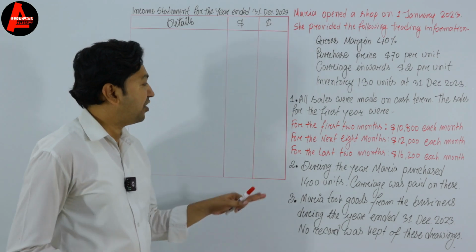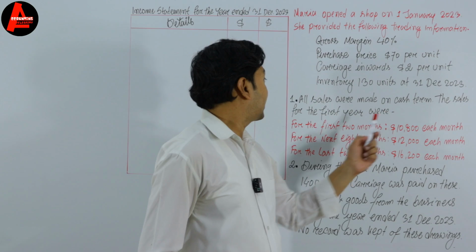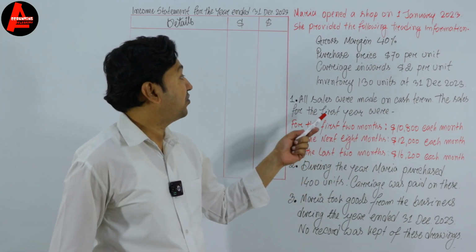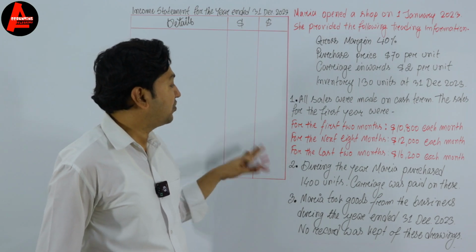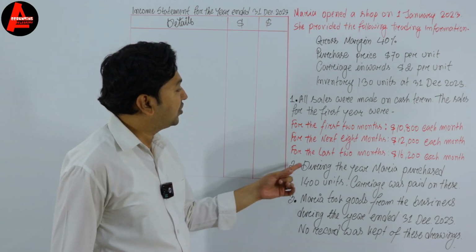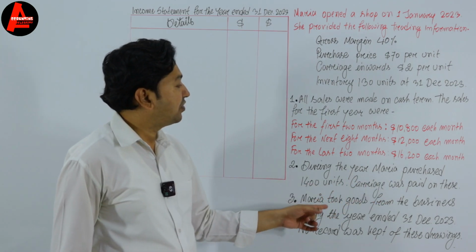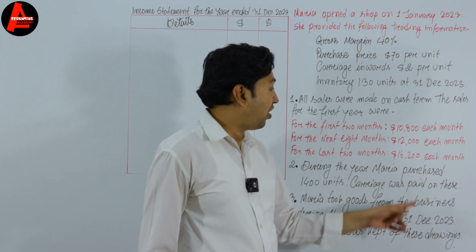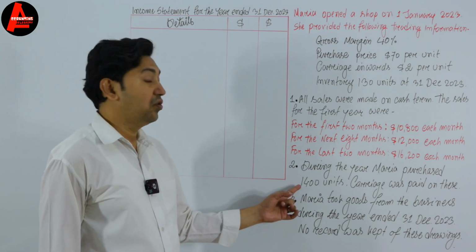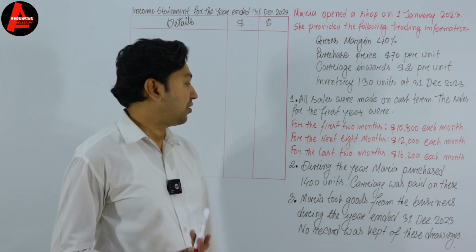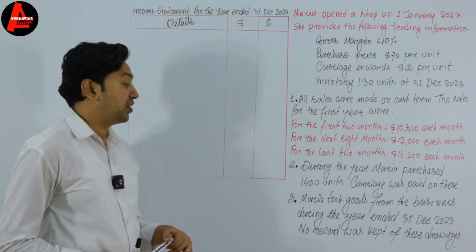Great. Here we have three adjustments. Number one, all sales were made on cash terms. The sales for the first year are the sales calculation, and I will show you here. Number two, during the year Maria purchased 1400 units. Carriage was paid on this. Using these 1400 units, we will calculate the purchase of goods, which is a very important item to calculate gross profit or loss.